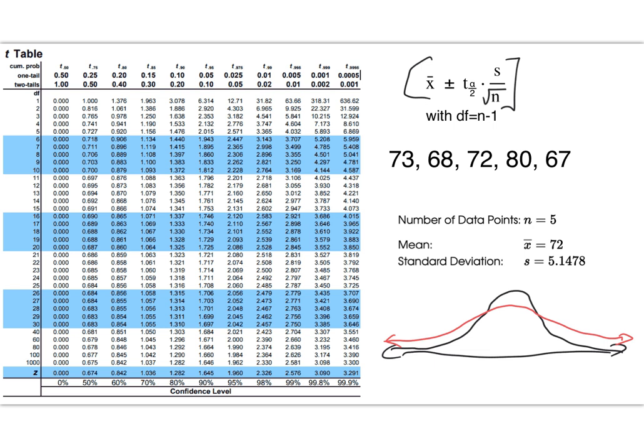And there's many t distributions, and it all depends on what's called df, which is degrees of freedom. Degrees of freedom are equal to n minus 1. So n is the sample size. So for us, our sample was 5, so it'll be 5 minus 1. So we'll have 4 degrees of freedom.